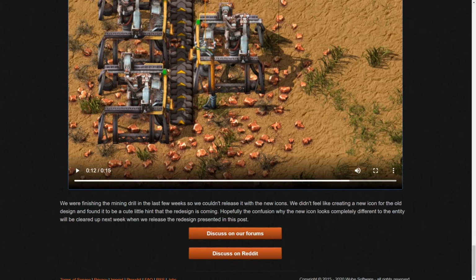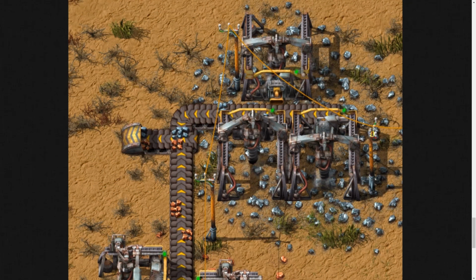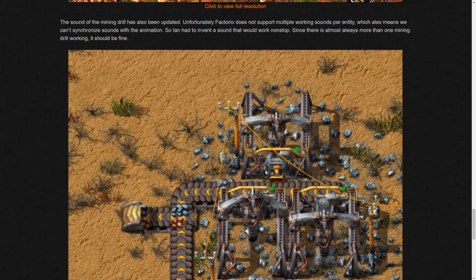So yeah, there is that, and then last little paragraph here. We were finishing the mining drill in the last few weeks, so we couldn't release it with the new icons, as I mentioned before. We didn't feel like creating a new icon for the old design and found it to be a cute little hint that the redesign's coming. Hopefully the confusion why the new icon looks completely different to the entity will be cleared up next week when we release the redesign presented in this post. So there you go. This will be out to play with in the experimental next week.